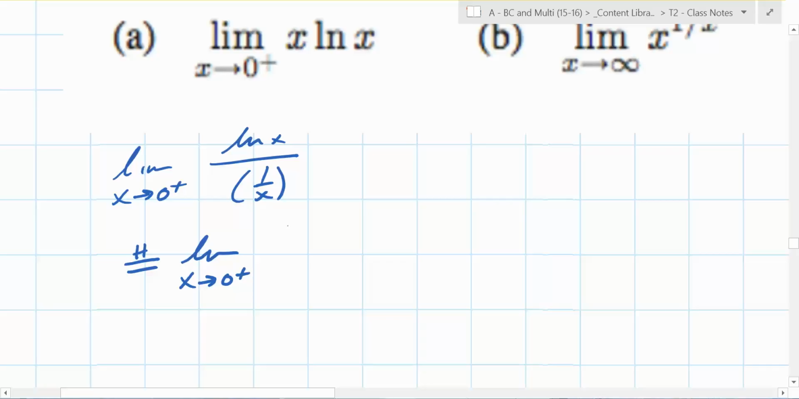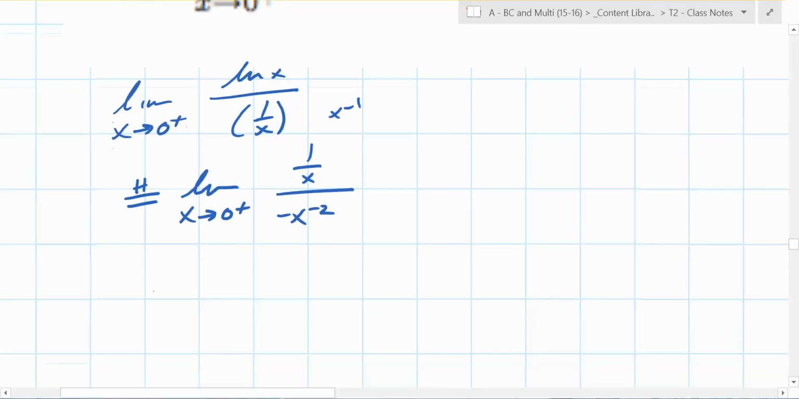What's the derivative of ln? 1 over x. And then what's the derivative of this? This is x to the negative 1. What's the derivative there? Negative x to the negative 2. So what do we do with that? Maybe simplify it a little bit. It's going to be the limit as x goes to 0 from the right of 1 over x times negative x squared, sorry, over 1.